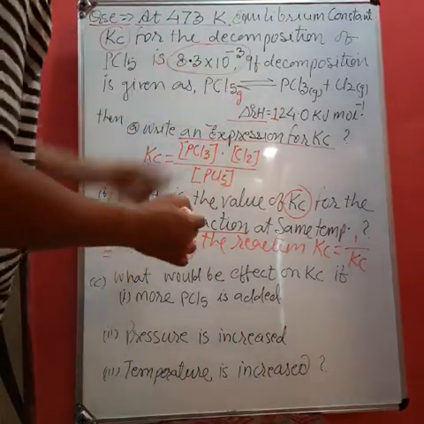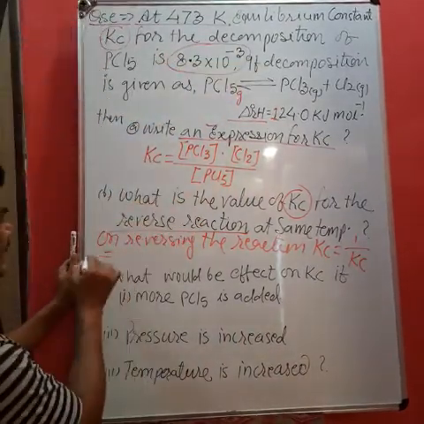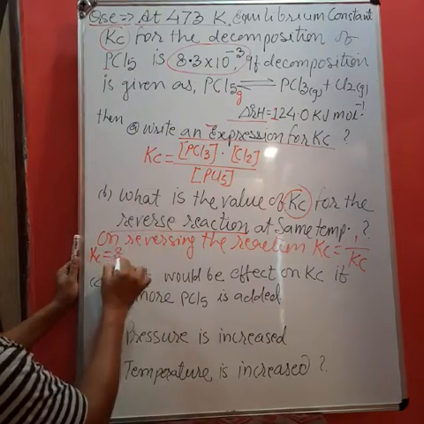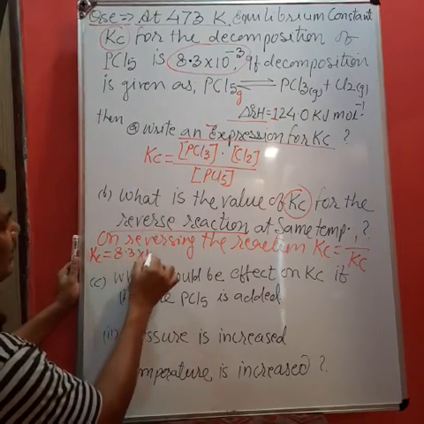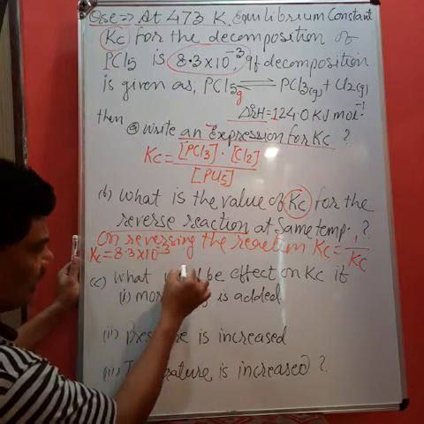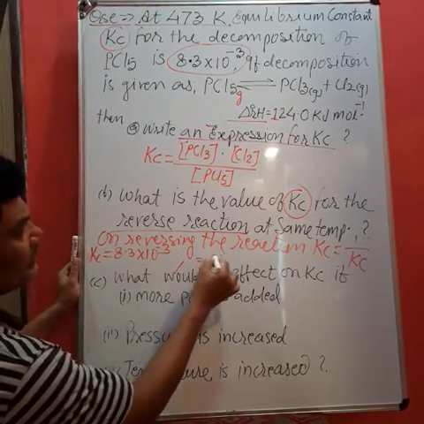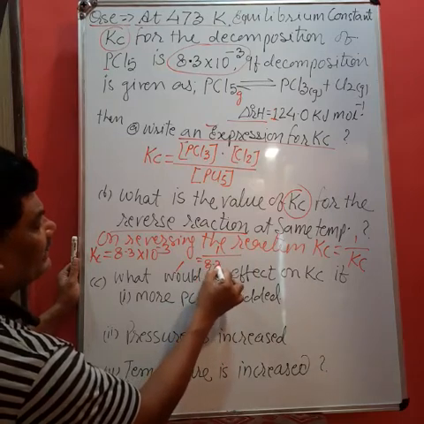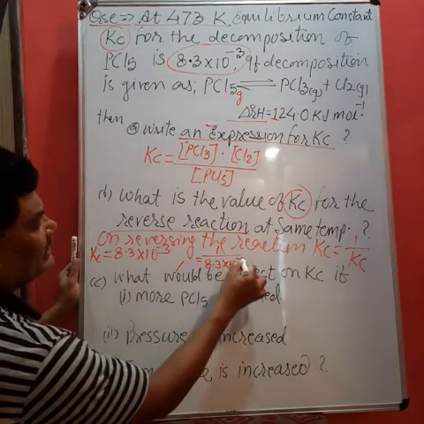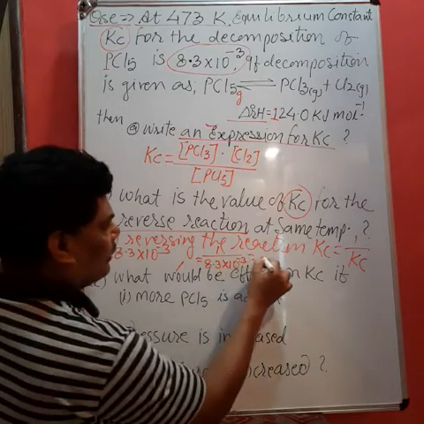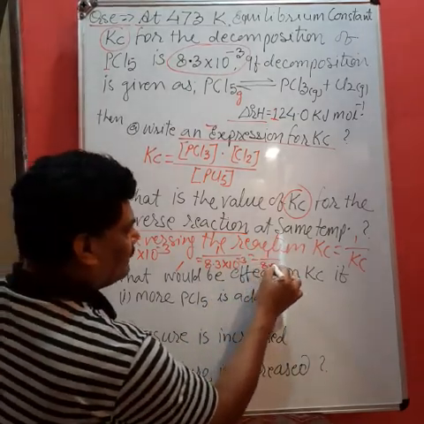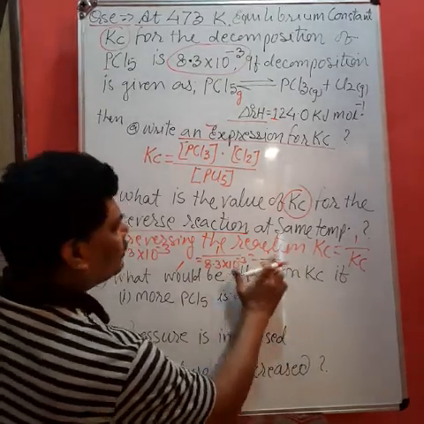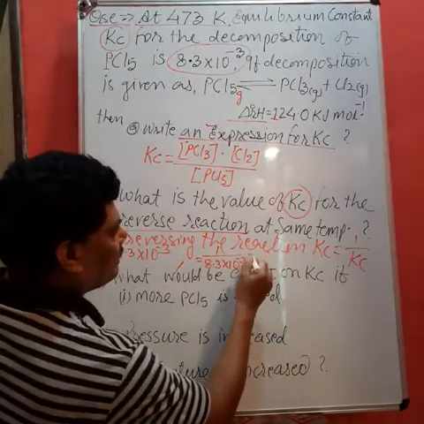So what you have to do? The value of Kc is given. What is the value of Kc? The value of Kc is 8.3 into 10 to power minus 3. So on reversing the reaction, it will become 1 upon 8.3 into 10 to power minus 3, which is equal to 1 upon 8.3. Okay, you can solve it in your rough notebook.